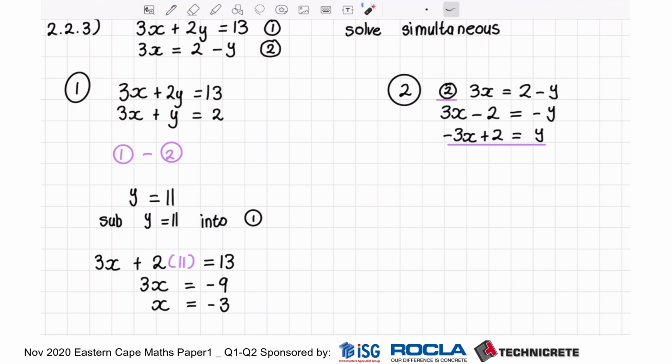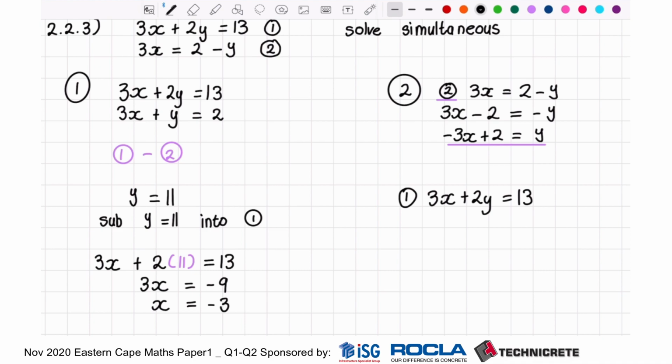So now what I'm going to do is take this equation 2 that I basically just rearranged, and I'm going to take the y, which is equal to this now, and I'm going to substitute it back into equation 1. So everywhere that I see y in equation 1, instead of writing y, I'm going to write negative 3x plus 2. Okay, so a reminder that equation 1 was 3x plus 2y is equal to 13.